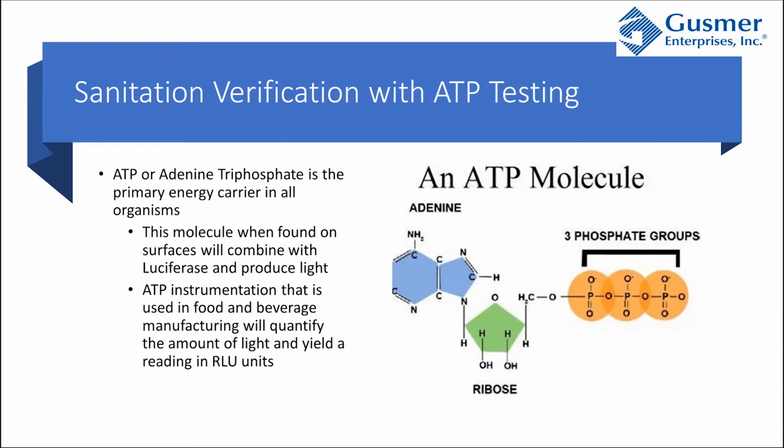So what is ATP? ATP, or adenosine triphosphate, is the primary energy carrier in all organisms. This molecule, when found on surfaces, will combine with luciferase and produce light. ATP instrumentation that is used in food and beverage manufacturing will quantify the amount of light and yield a reading in relative light units. And here is an ATP molecule.